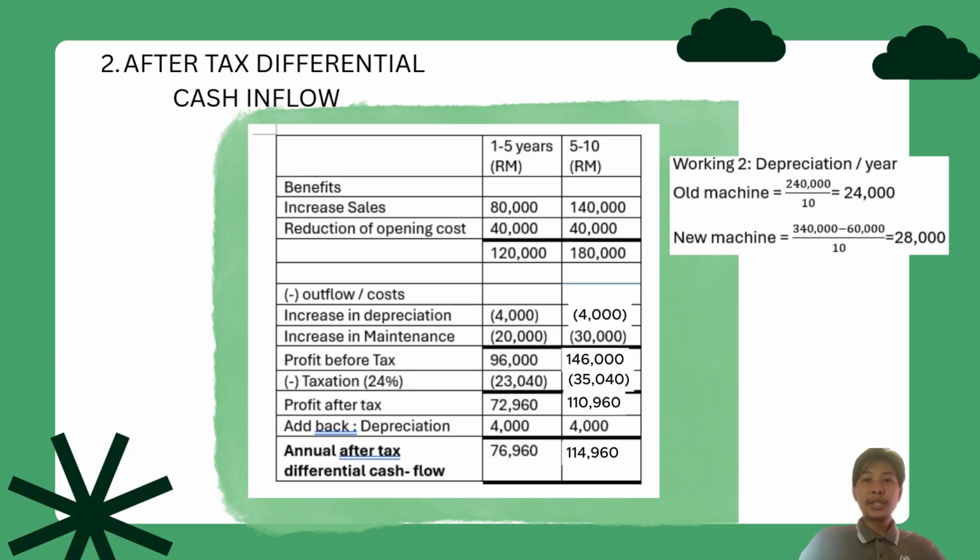Finally, depreciation of 4,000 is added back, resulting in an annual after-tax differential cash flow of 76,960 for years 1 to 5 and RM96,720 for years 5 to 10.